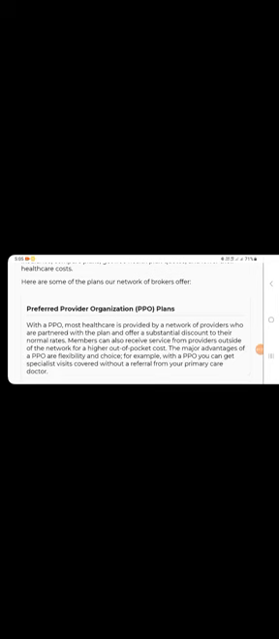Preferred Provider Organization, PPO plan. With the PPO, most health care is provided by a network of providers who are partnered with the plan and offer a substantial discount to their normal rates. Members can also receive service from providers outside of the network for a higher out-of-pocket cost. The major advantages of a PPO are flexibility and choice. For example, with a PPO, you can get a specialist visit covered without a referral from your primary care doctor.